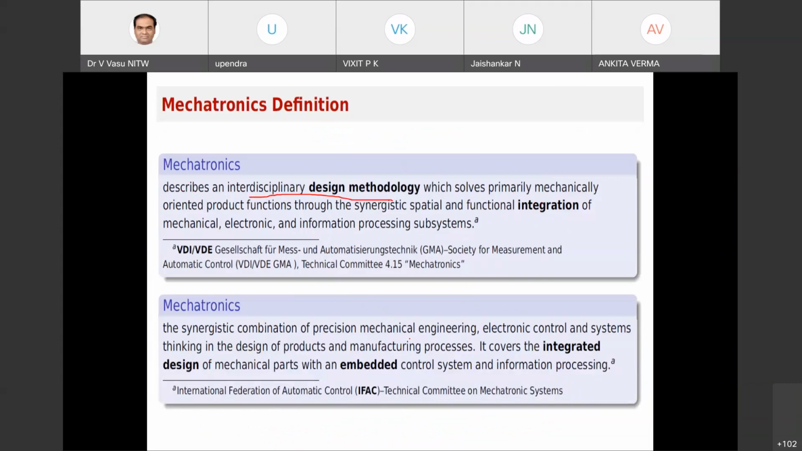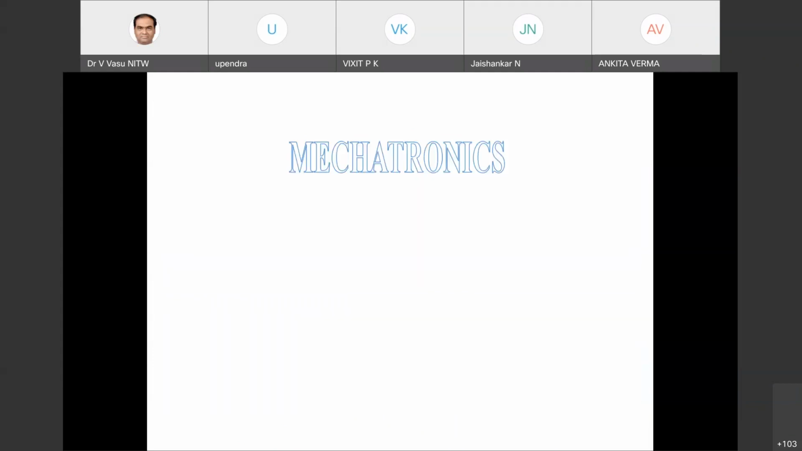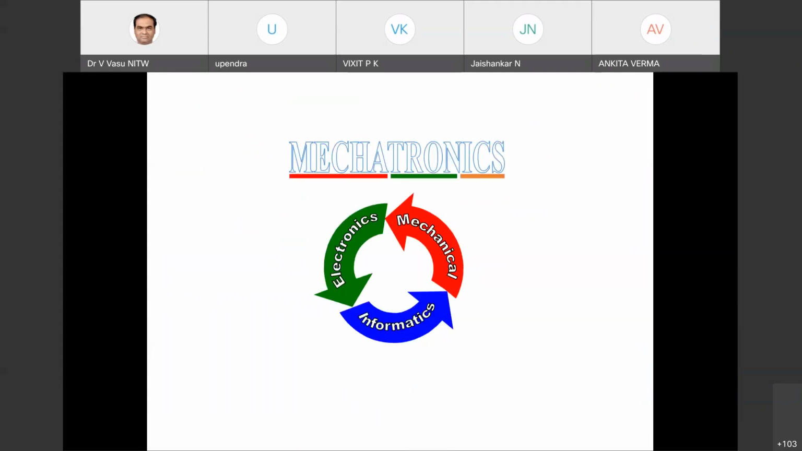So it is going to be an integration of both mechanical engineering, electronic controls, and systems, which I will be able to show you in this particular thing. We are going to have the mechanical components, electrical, and informatics. So these are the three things which are going to be important from the mechatronics point of view.